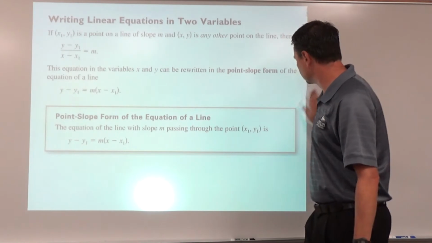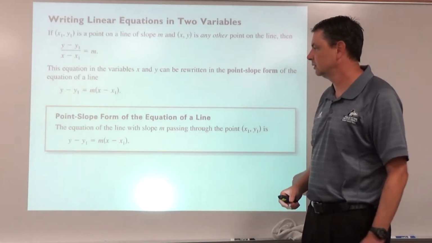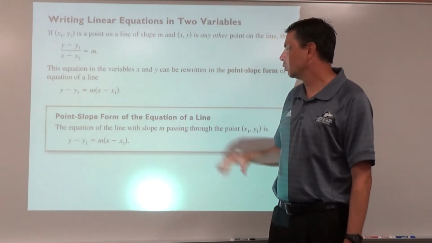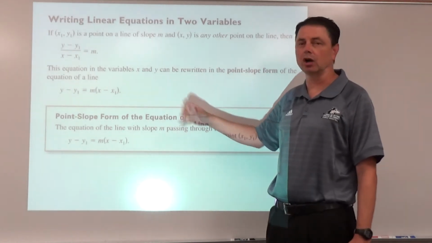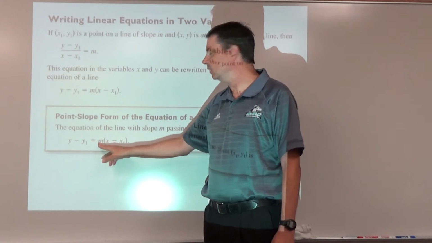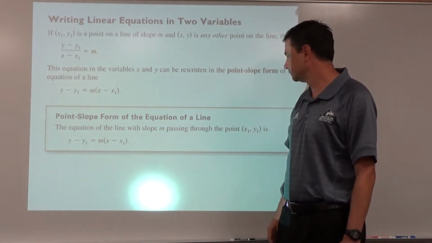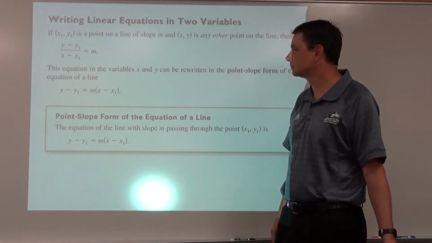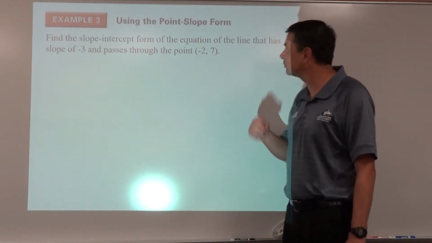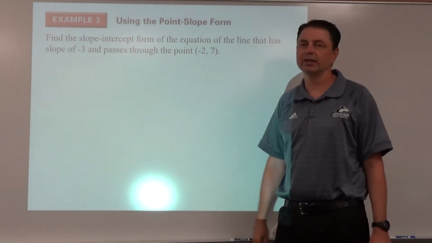We now want to write an equation that passes through 2 points. We might want to use the point slope form to do that, where this is another way we can kind of start our equation of the line. Y minus y1 is equal to m, as long as we know the slope, times x minus x1. So find the slope-intercept form of the equation that has this slope and passes through the point -2, 7.